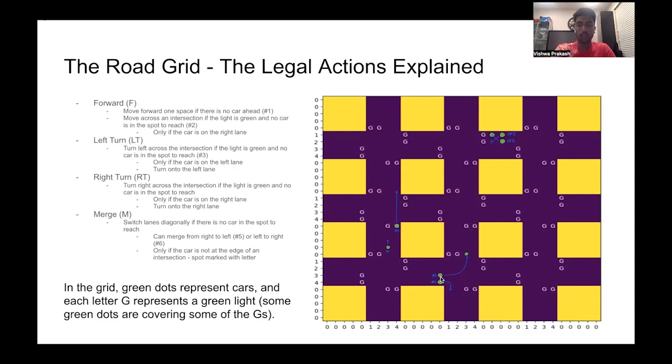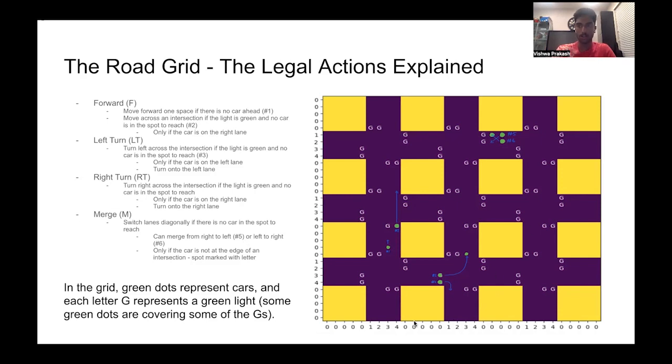For turning, a car can move from the left lane of traffic to the corresponding left lane of traffic if its designated light is green. And the same thing applies for a right turn. If the car is on the right lane, it moves from the right lane to the right lane. Finally, merging, which is a simple diagonal shift forward. This action can simply occur if the car is not at an intersection, so it cannot merge onto the intersection like this.